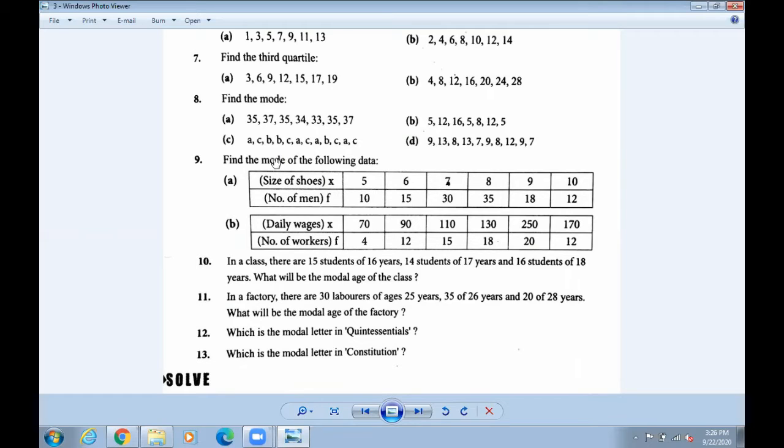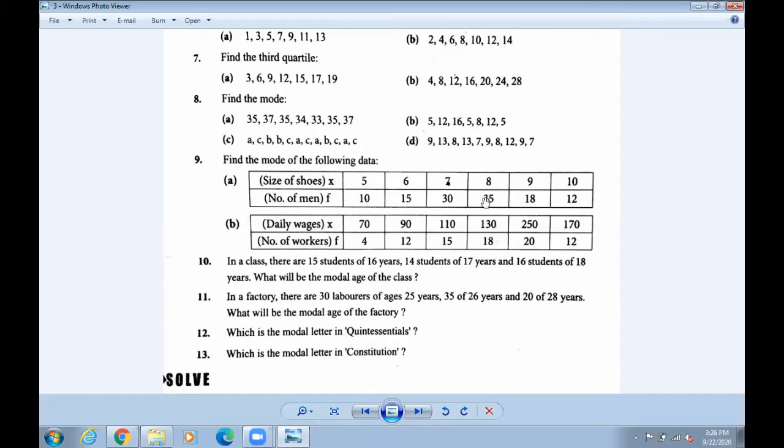Just the frequency. That is the mode. The numbers here are the frequencies. So which frequency is greater over here? 10, 15, 30, 35, 18, and 12. Which one is the highest one? 35 is the highest. That means this is the highest repeated frequency. Your frequency 35 is the highest repeated.